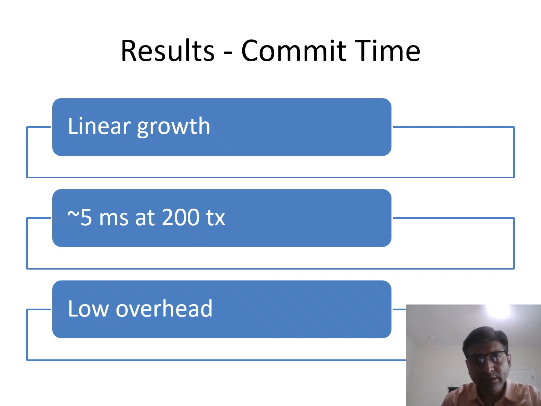Coming to the result, commit time. The commit time increases linearly, which is predictable and manageable. Around 5 milliseconds for 200 transactions, still very efficient. This confirms the system can scale without performance loss.